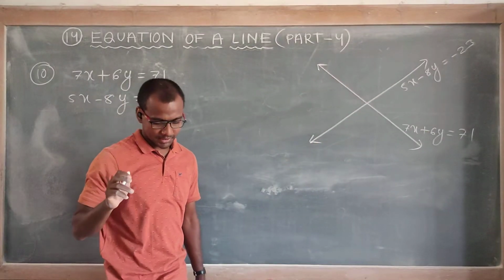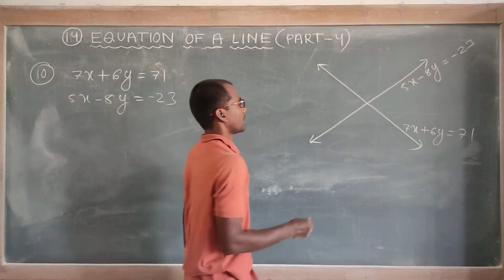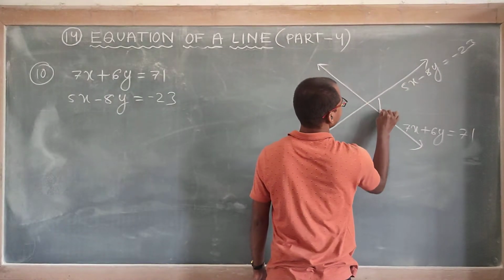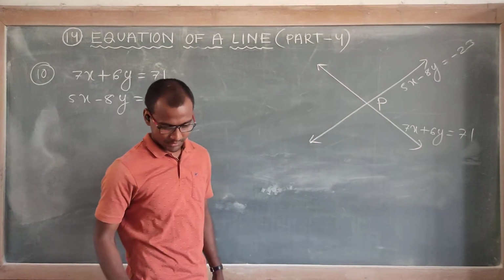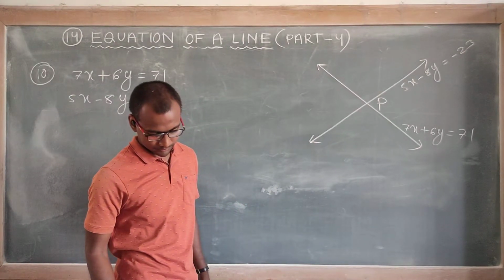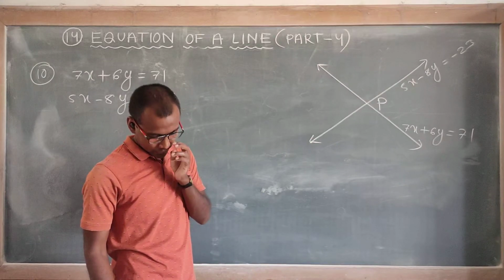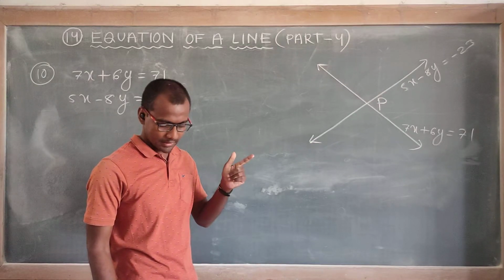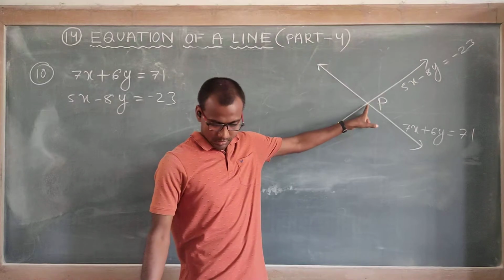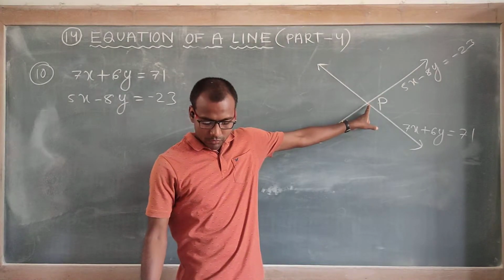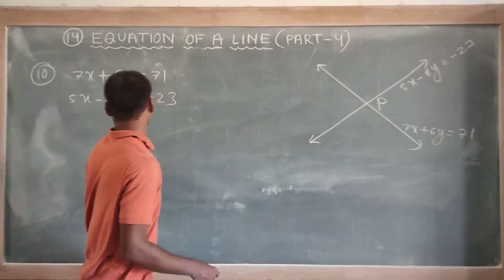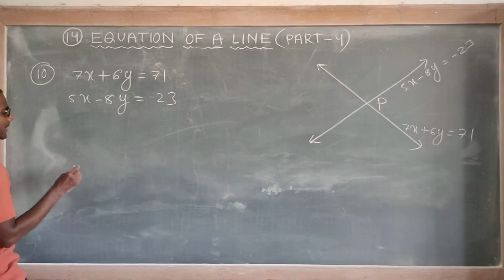These two lines are intersecting at some point. Let the point of intersection be P. I don't know the coordinates, I will find them. Then we have to find the equation of that line that passes through this point of intersection, P, and is perpendicular to another line that has been given.